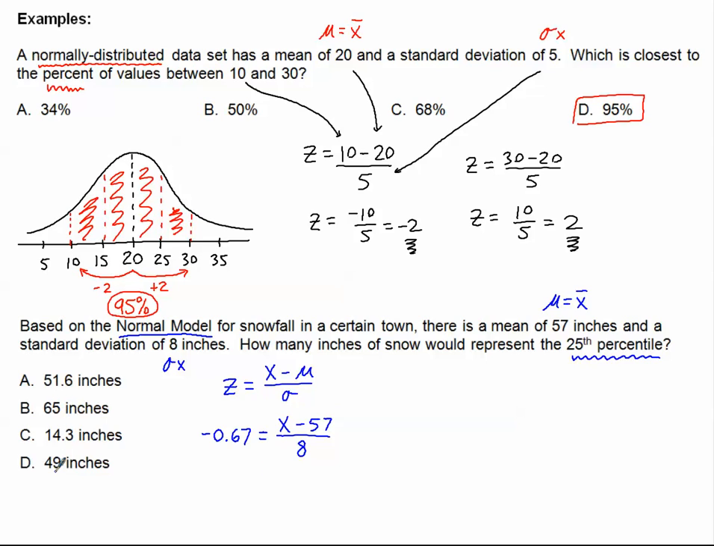Now you could take each one of these answers and plug them into this equation and see which one gives you negative 0.67. That would be fine. I'm going to simply solve this equation to practice those skills. I'm going to multiply by 8 to get rid of my denominator. 8 times negative 0.67 gives me negative 5.36. And then my numerator just pops on down, x minus 57. Now I just need to get rid of this negative 57, so I'll just add 57 to both sides. And I'll have my data point x is 51.64. So that should be my answer. Looks like they've only rounded to the tenths, so 51.6 must be my answer.